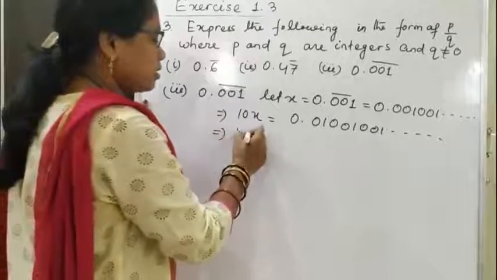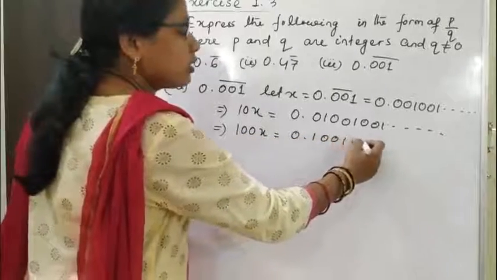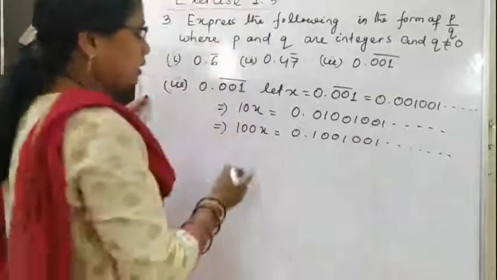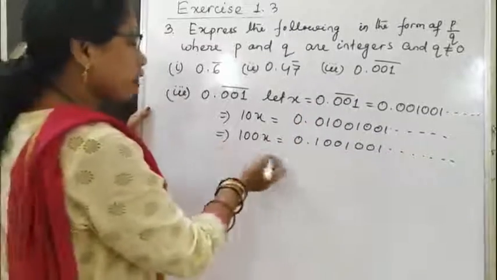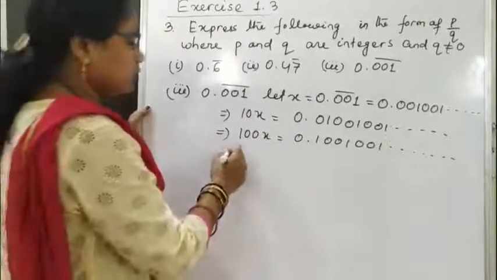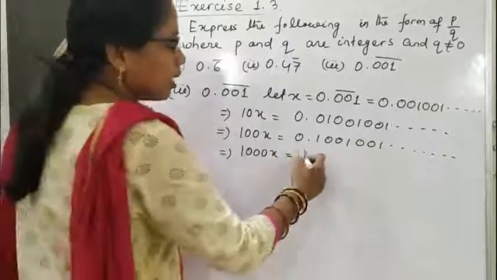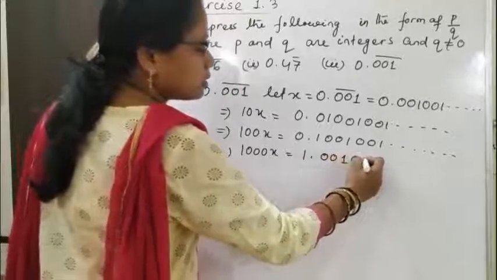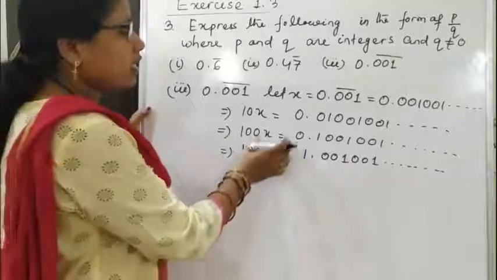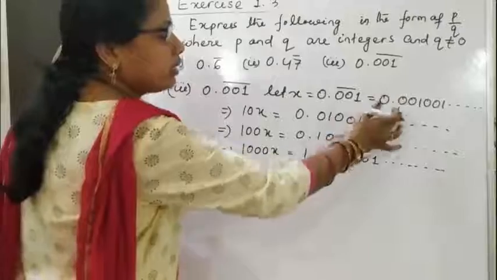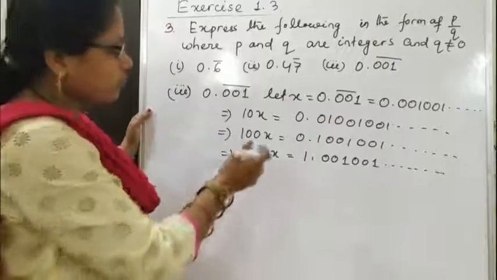So this implies 100x is equal to 0.1001001 up to infinity. So here also we cannot get the same decimal part. So again we multiply both sides by 10. So this implies 1000x is equal to 1.001001 up to infinity. Now observe 1000x and x. In the right side they have the equal decimal part. So now we can subtract x from 1000x.